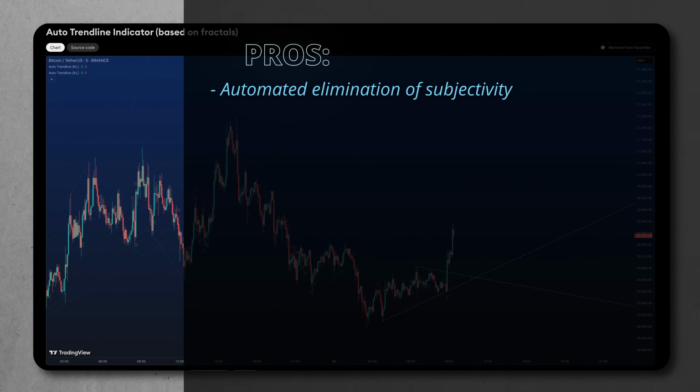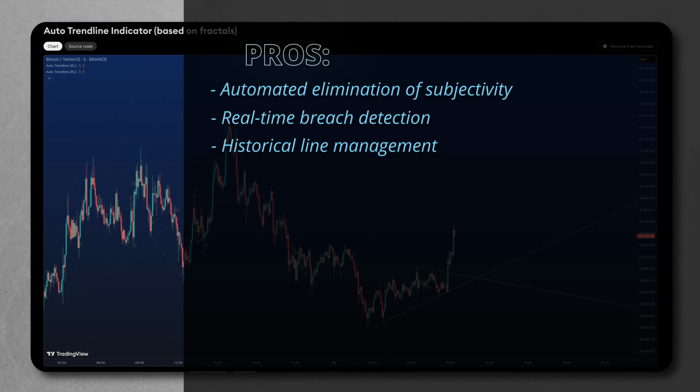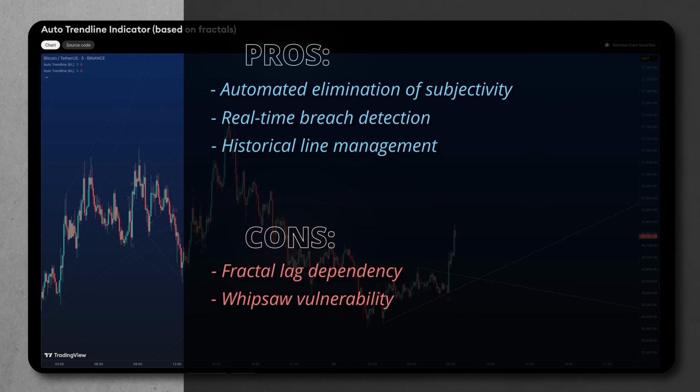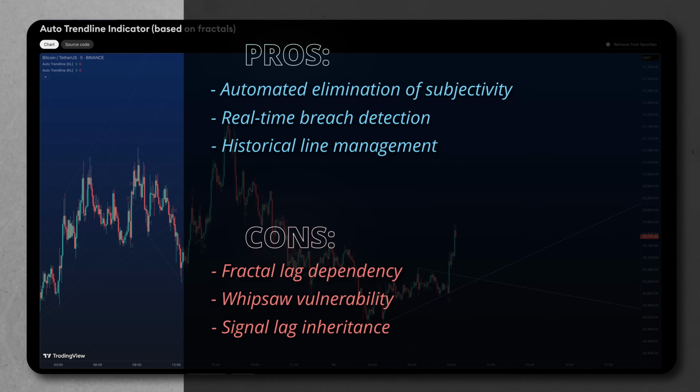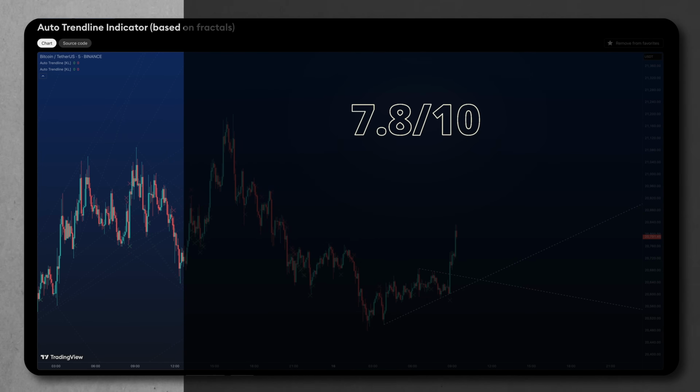Pros: automated elimination of subjectivity, real-time breach detection, historical line management. Cons: fractal lag dependency, whipsaw vulnerability, limited customization depth. Ranking: 7.8 out of 10.